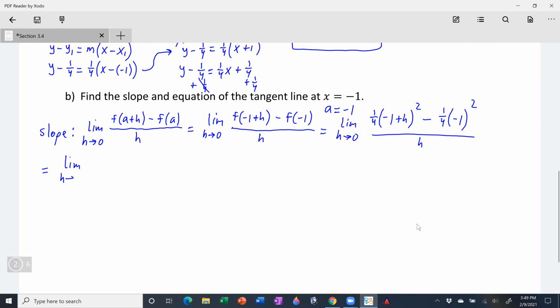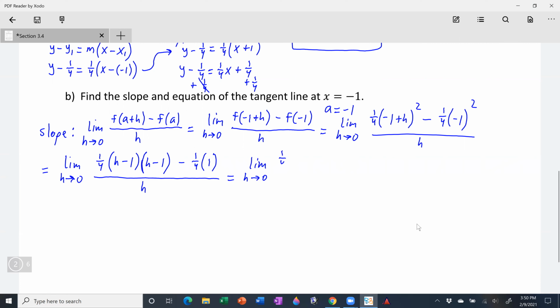The limit as h goes to 0. So the 1/4, I'll kind of just leave it alone for now. -1 plus h squared, that's a little bit weird to deal with. I would rather write that as h minus 1. That's the same as -1 plus h. And since it's squared, let's go ahead and write it twice. Okay, minus 1/4 times -1 squared, which is now +1. So notice how I'm kind of just going a little bit at a time to clean this up. I don't want to skip too many steps, but I want to just clean this up piece by piece.